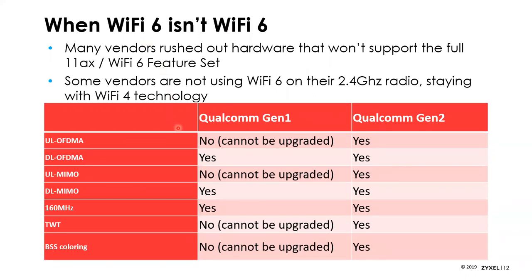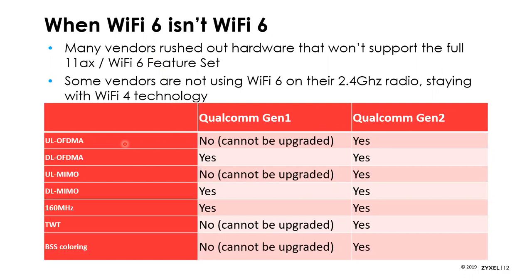However, a number of the key features that make Wi-Fi 6 are missing from these products. So you will see this oftentimes advertised as a Wi-Fi 6 AP, but if you check the specs, you'll notice they don't do upstream OFDMA, they don't do upstream MU-MIMO, they don't do BSS color coding, they don't do TWT, all these features that really differentiate Wi-Fi 6 from the previous 11AC standard.